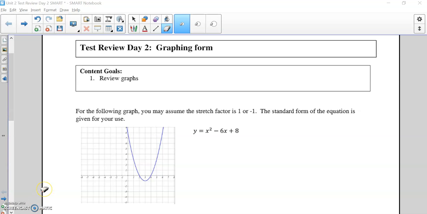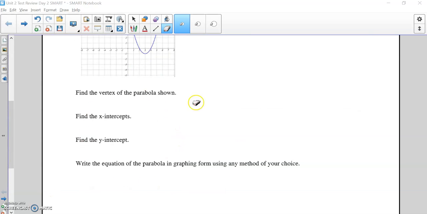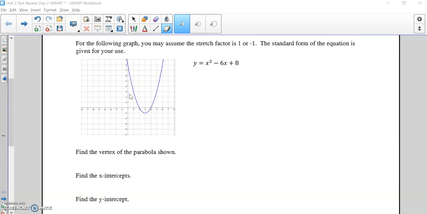Hey guys, welcome to review day 2 for our Unit 2 test. Today's review is going to be focusing on finding some components of a graph, particularly the graph of a quadratic function, as well as transformations of various parent functions.